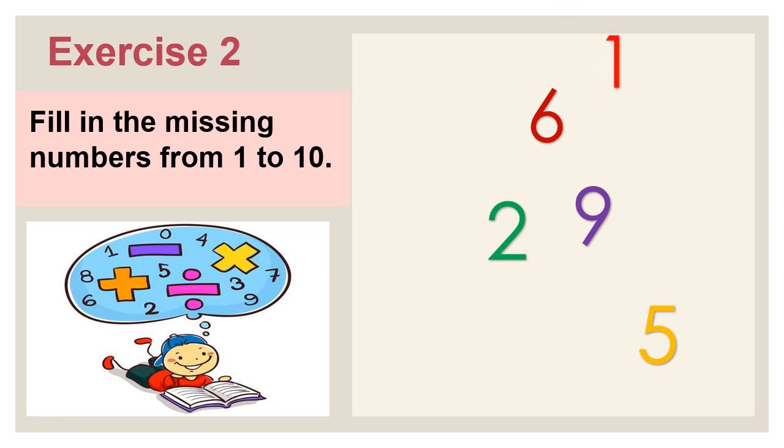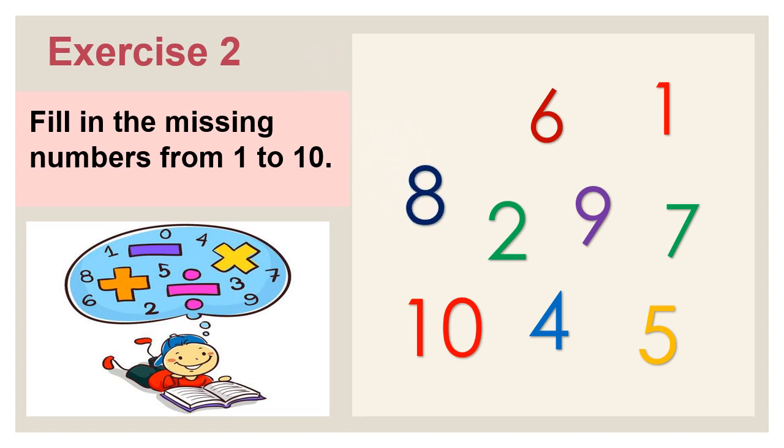Okay, good. We got 1. 1 is missing in these numbers. Another one. What else? Okay, that's right. 7 is missing. Then what else? Right, 10 is missing. Another one. 4 is also missing. 2 more missing numbers.